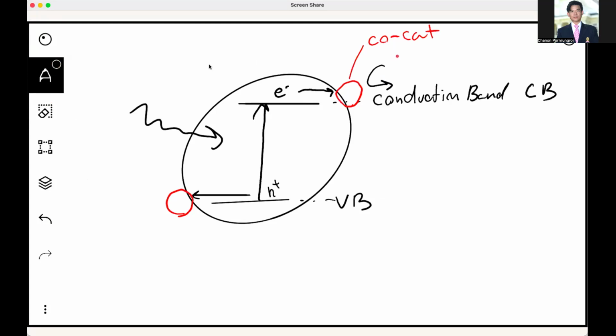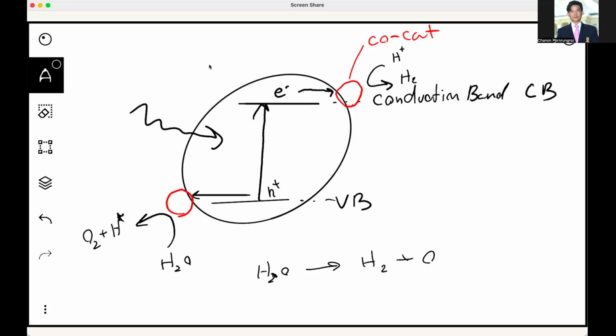what? Let's say we make hydrogen, right? We convert photons into hydrogen, and then on the oxidation side, we convert H2O into O2 plus H+. And the overall reaction would be H2O splitting into H2 plus O2, right?